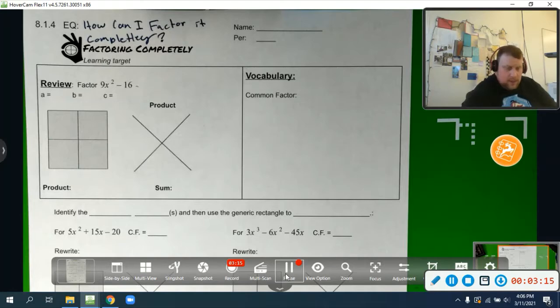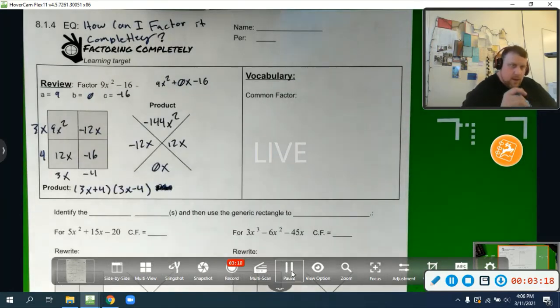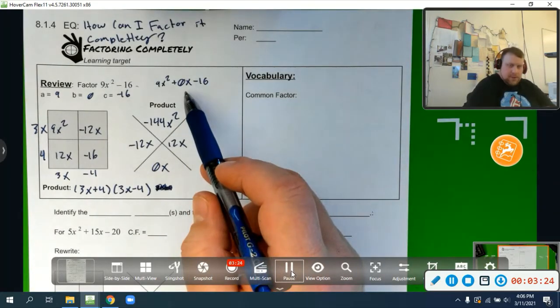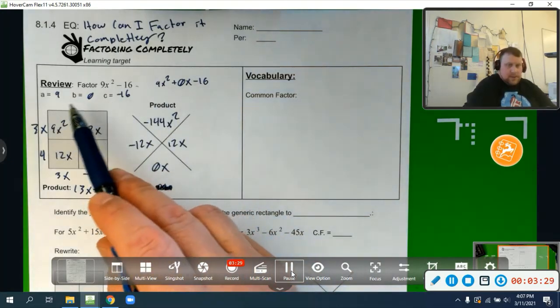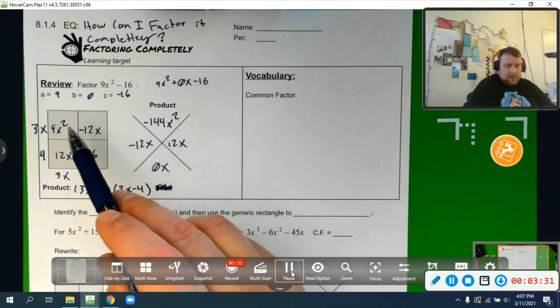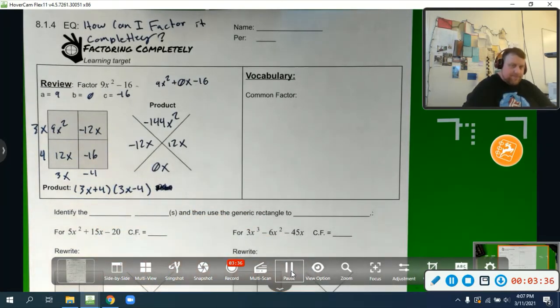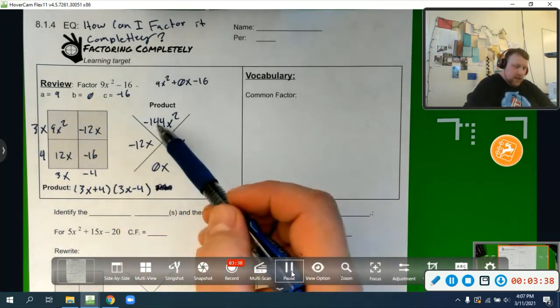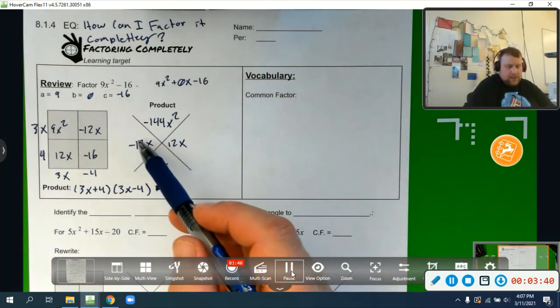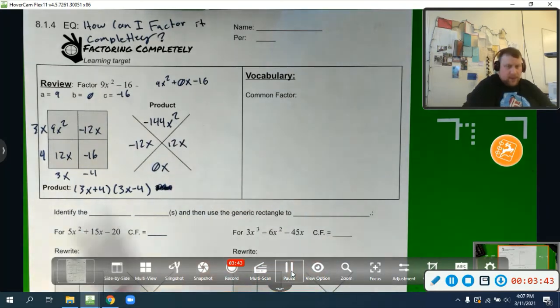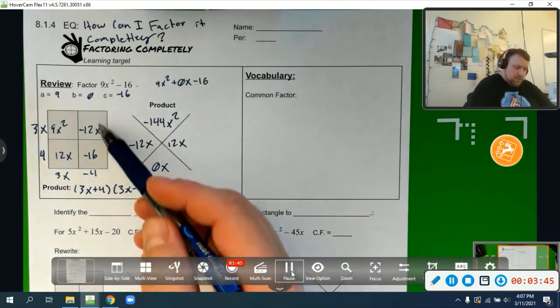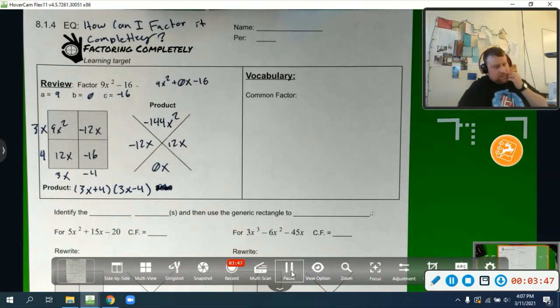Okay, so let's see how you did. Boom, right there. Look at that. 3x plus 4 times 3x minus 4. Because what is that? We're missing the bx term, right? So it's 0x. So it's 9, 0, negative 16. So you put my 9x squared, my negative 16 diagonal, and then bottom is 0x. Multiply those together, and I get negative 144x squared, which works out to negative 12x times positive 12x. Those will add to be 0. Plug them in, factor out, and there we go.